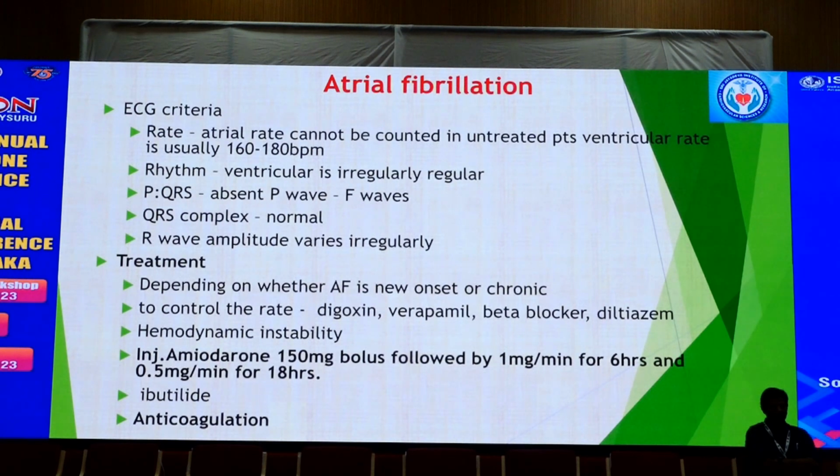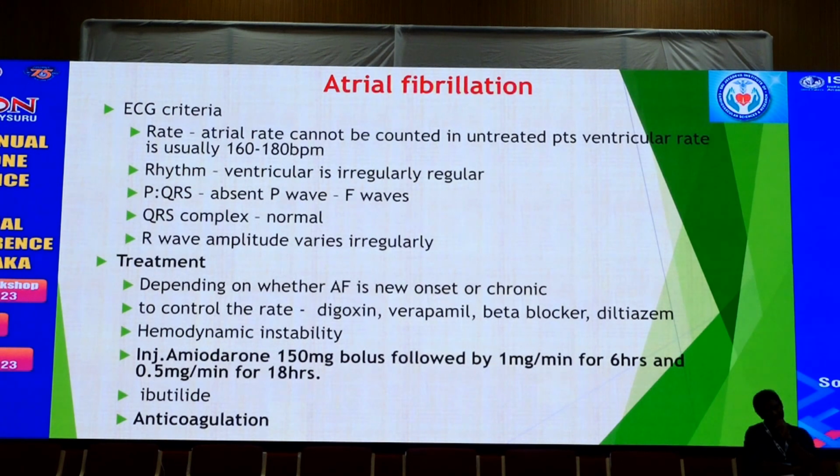Why? Because of the chronic AF, the patient may have a thrombus in the LA, and by converting the rhythm to sinus, you may push the patient to a stroke. So in new onset AF, of course, you can control the rate with all these drugs, or you can cardiovert. Chemical cardioversion is by amiodarone, so you have to know how to give amiodarone.